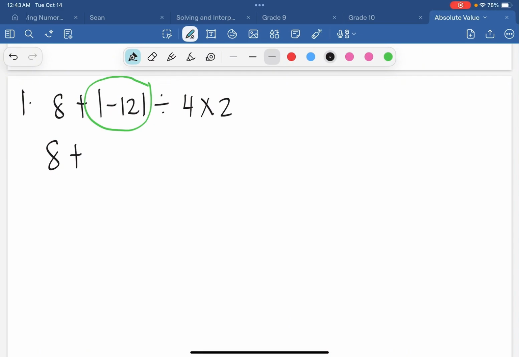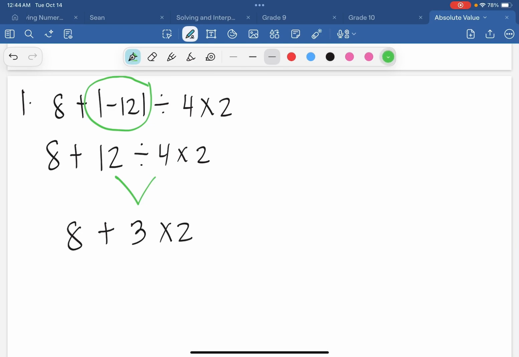Whether it's positive or negative, it should be positive. So we have here 12 divided by 4 times 2. And in PEMDAS, for the MD, both have the same power, and regardless, the order should be from left to right. So instead of multiplication, we'll do the division first. 12 divided by 4 is 3. And we have here 8 plus 3 times 2, and 3 times 2 is 6. And last part, we have 8 plus 6, which is 14.